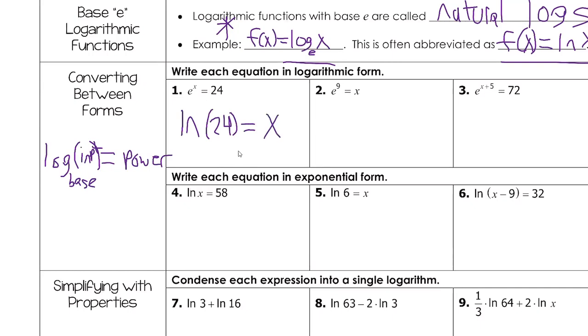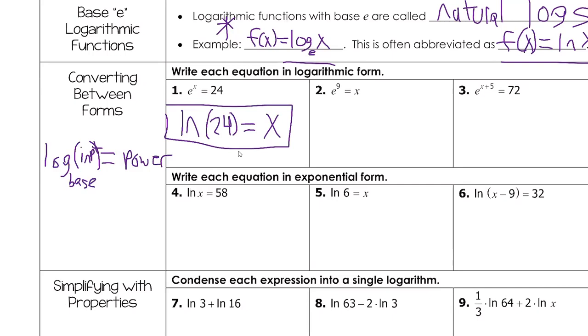And they're just asking us to write it in logarithmic form, but if we were solving this, you would just put the natural log of 24 in your calculator, which you'd see is about 3.18. But they're not asking us to solve, they're just asking us to put it in this form.